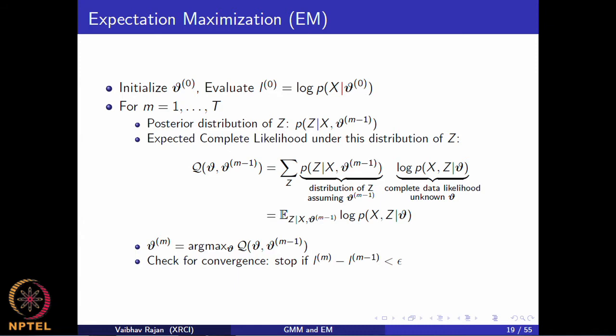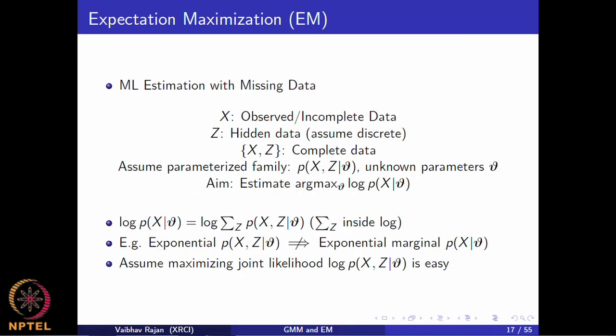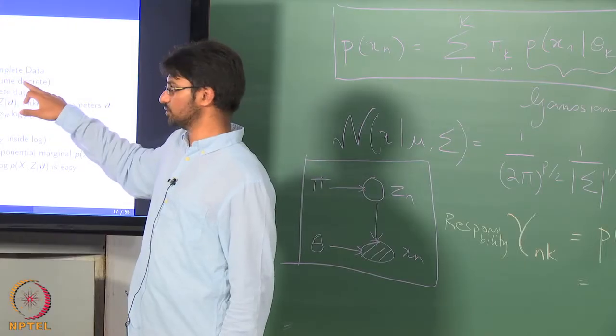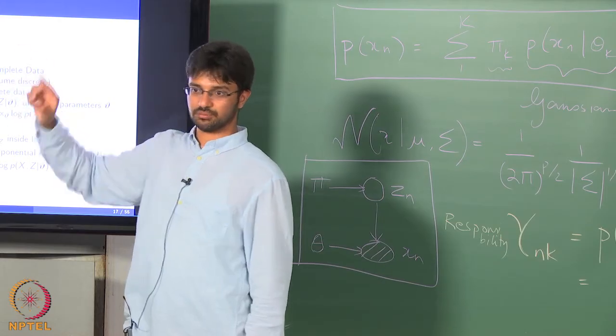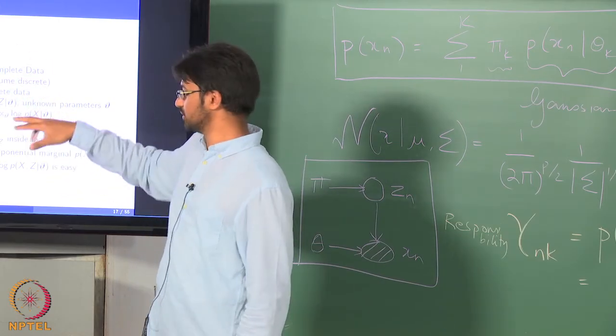Could you explain slide 17 again? Slide 17. So this is the problem. You have incomplete data, you have hidden data. I forgot to mention something. For the rest of the discussion, we will assume that this hidden data is discrete, but all the derivations will work if you assume this to be continuous as well. You just have to replace the summations with the integrals.